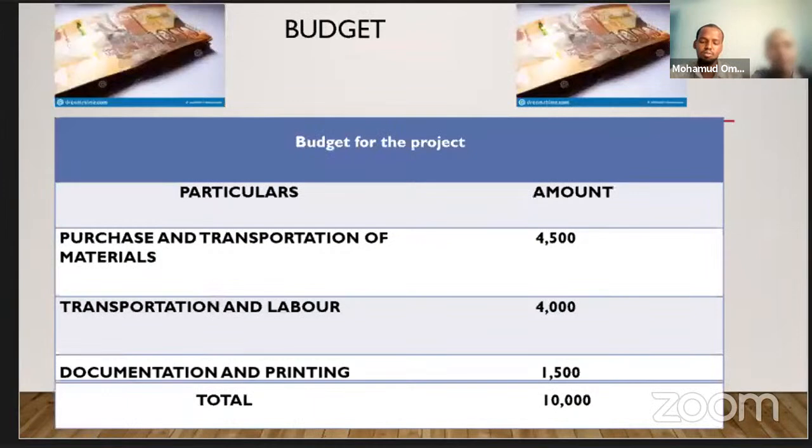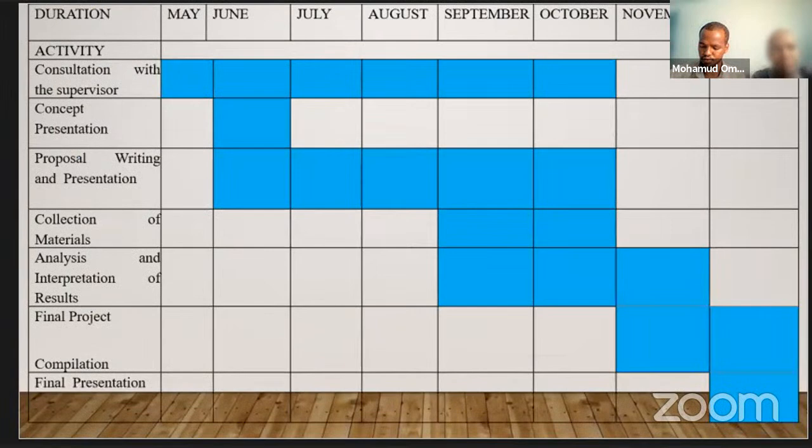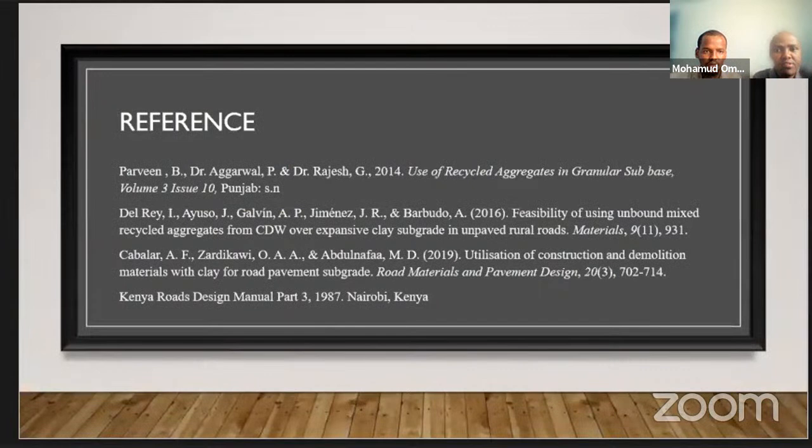And for our budget, the purchase and transportation of material will cost around 4,500, and the transportation and labor will cost around 4,000. Documentation and printing around 1,500, totaling 10,000. This is our work schedule, and so far so good. We are on schedule. We are in October, in the stage of collecting materials and analyzing and interpreting the results. And these are our references. Thank you. We welcome any questions.